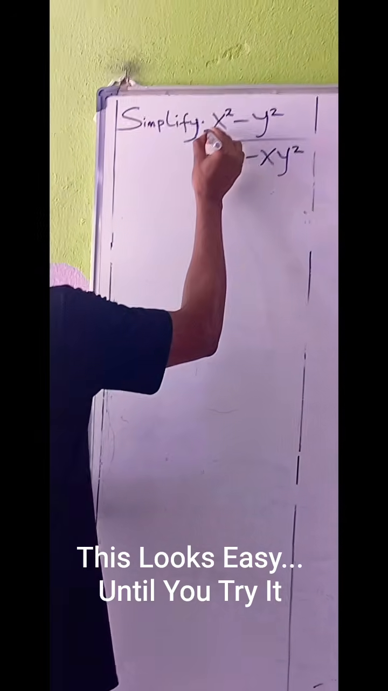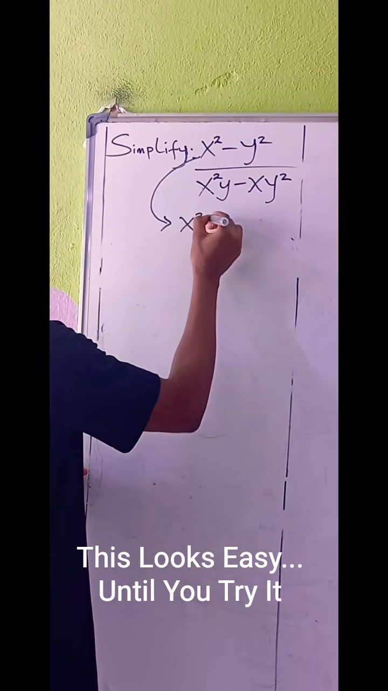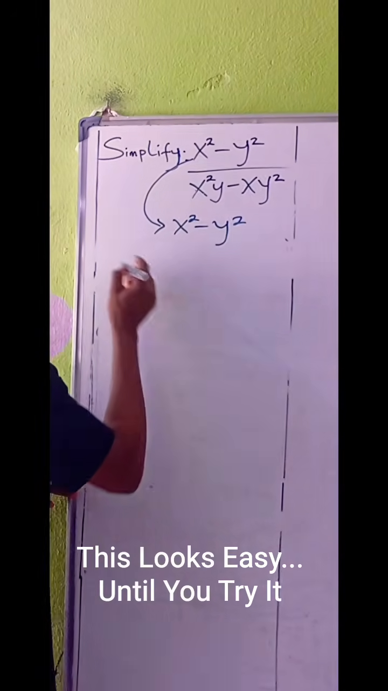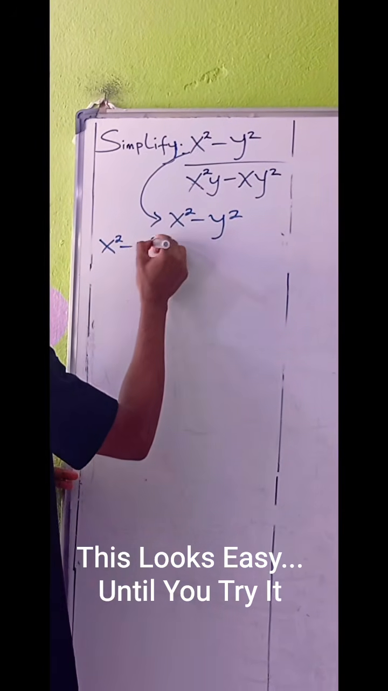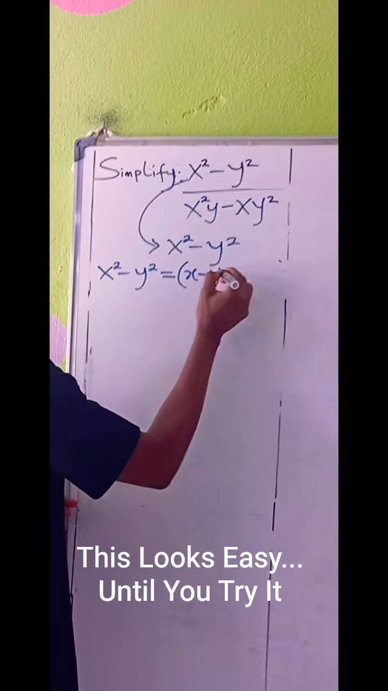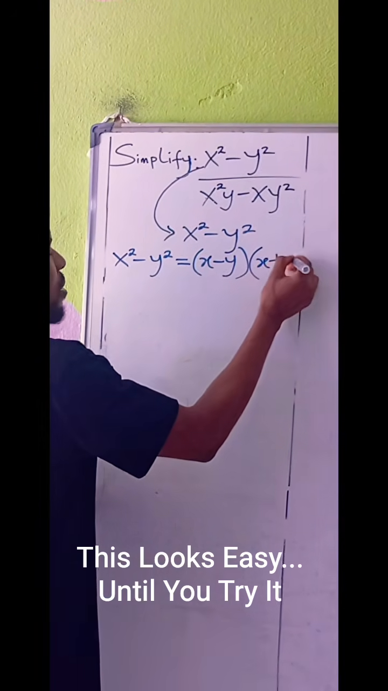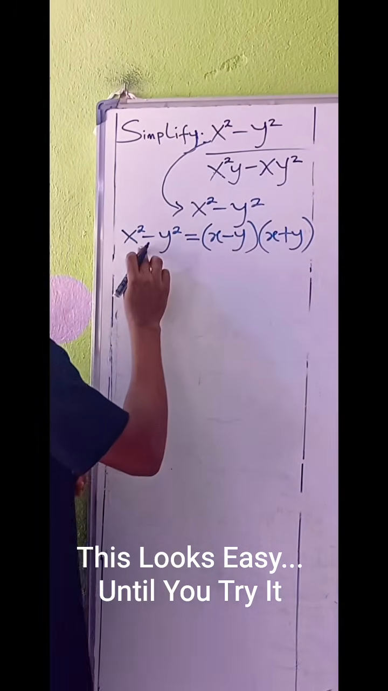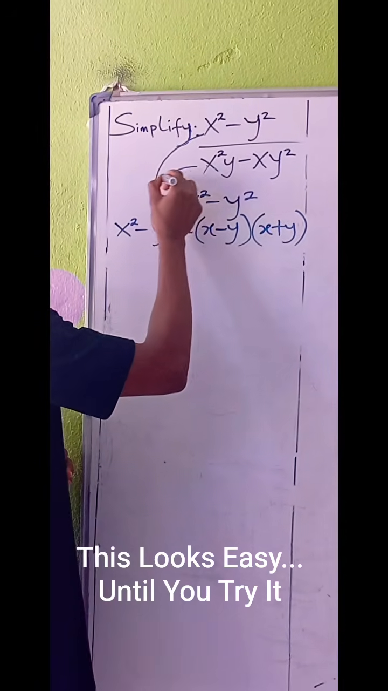Now, starting with the numerator, we have x squared minus y squared. This is difference of two squares. So we say x squared minus y squared is the same thing as saying (x minus y)(x plus y). It means that if we open up this bracket, we are going to have this. So we are done with the numerator. Let's go over to the denominator.